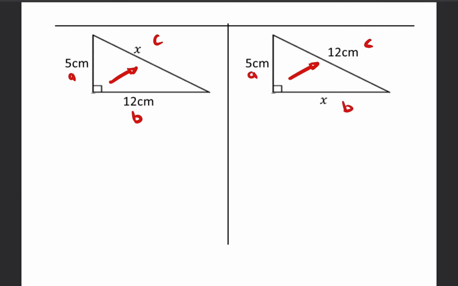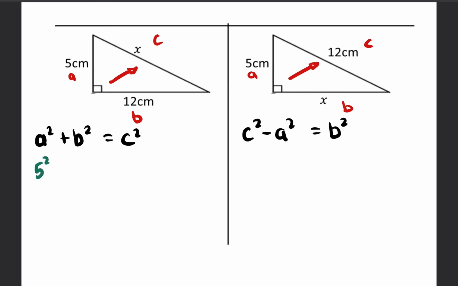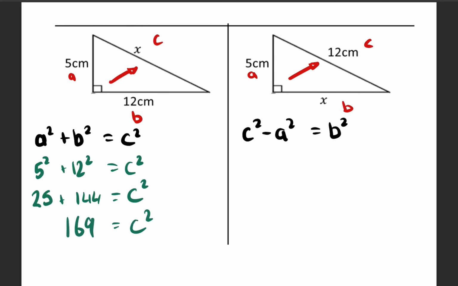So we're using the same formula, we're just tweaking it. This one's going to be a squared plus b squared equals c squared. And this one here is going to be c squared minus a squared equals b squared. Right, let's get into it. Let's fill the gaps. This one here, well, a is 5. So 5 squared plus 12 squared equals c squared. 25 plus 144 equals c squared. 169 equals c squared. Therefore, square root both sides. 13 equals c. There we are. That is our missing length.